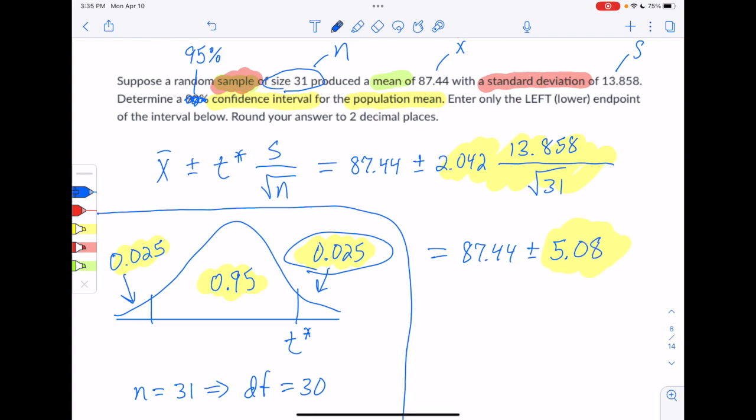And then after that, we can go to our confidence interval for the population mean mu by first subtracting. So take the 87.44 and subtract 5.08, and we will get the left boundary, and that is 82.36. And then for the right boundary, we do the same thing, except now we're doing the addition instead of the subtraction. When you do that one, you get 92.52. And there's your confidence interval, which is what they asked us for.